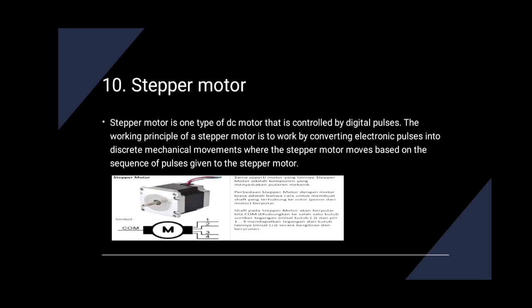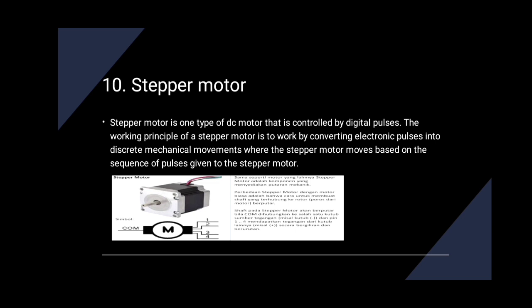Number 10. Stepper motor. Stepper motor is one type of DC motor that is controlled by digital pulses. The working principle of a stepper motor is to work by converting electronic pulses into discrete mechanical movement, where the stepper motor moves based on the sequence of pulses given to the stepper motor.